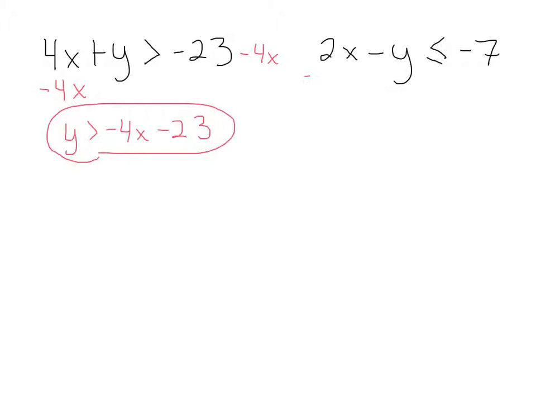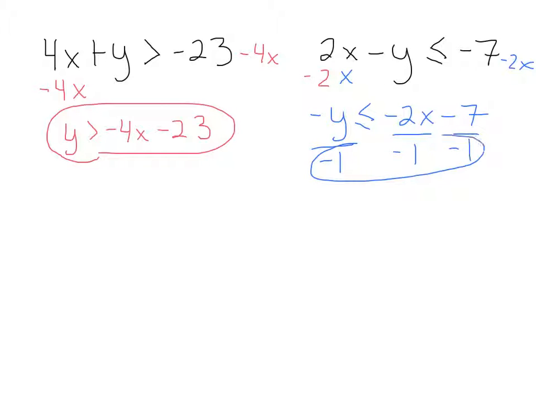And on this problem, I'll subtract 2x. I want to subtract 2x on both sides as well. So I have negative y is less than or equal to negative 2x minus 7. Then I will divide by negative 1 on everything. When you divide by a negative on everything, what does it do to the inequality? Flip it. So I don't have y is less than anymore. I have y is greater than or equal to 2x plus 8. And my red equation is y is greater than negative 4x minus 23.